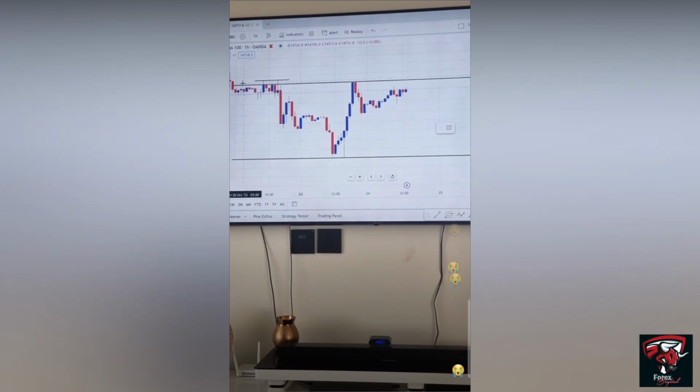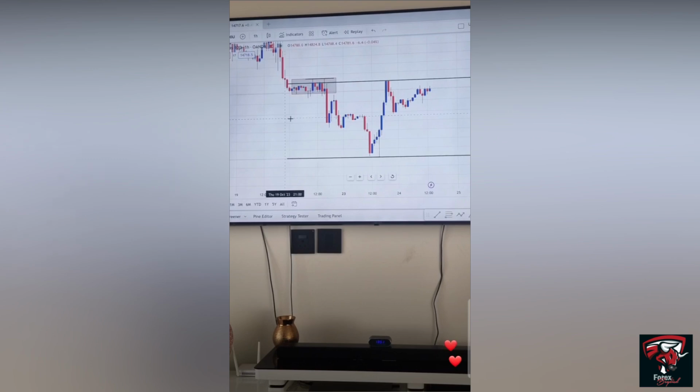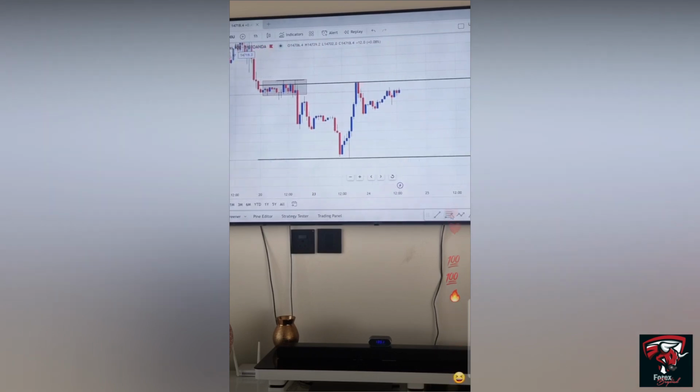Here we have a consolidation phase. Price then distributes. And price then goes. Where does price come back into? Comes right back into that phase. Price comes right back to the consolidation phase.